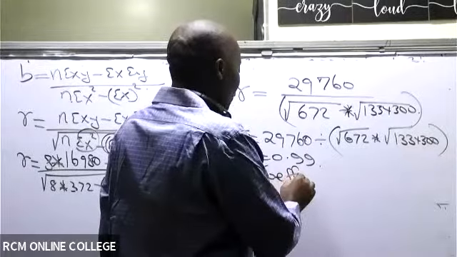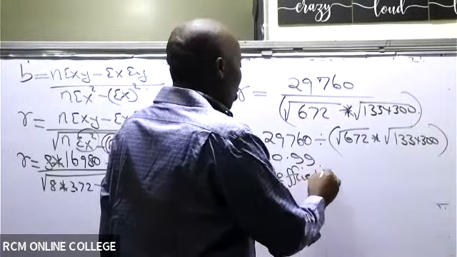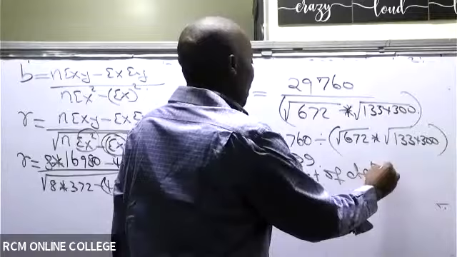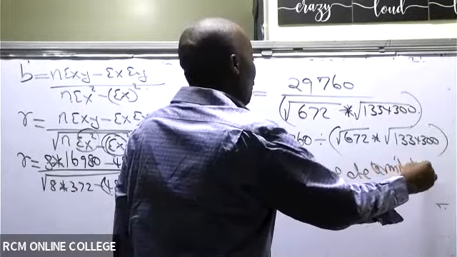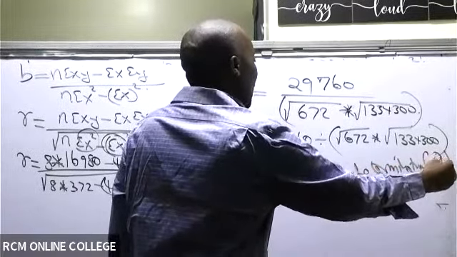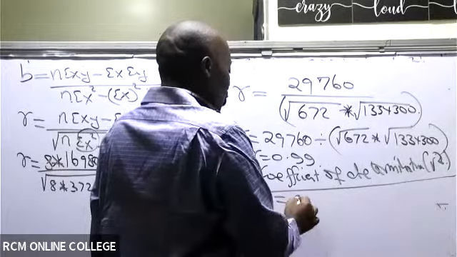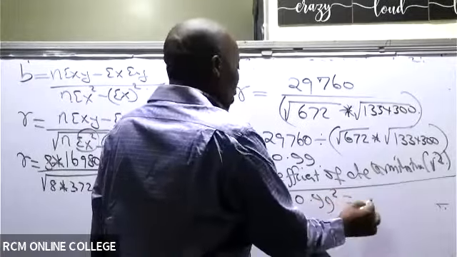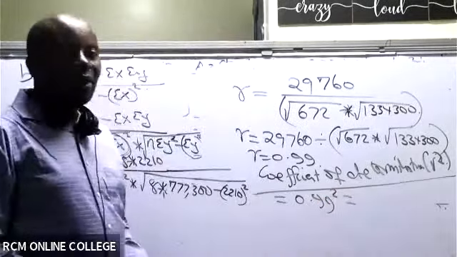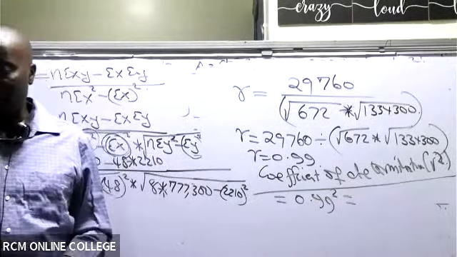They wanted us to give them the coefficient of determination, which is R squared. So this one here will be 0.99, whatever you have there, you square.